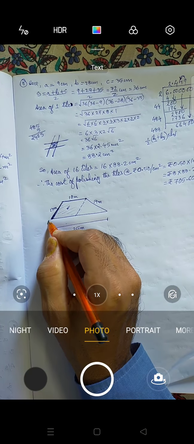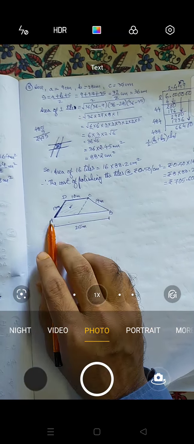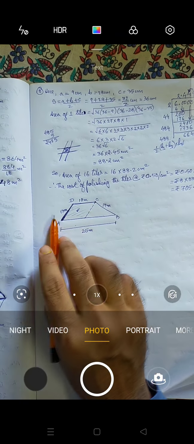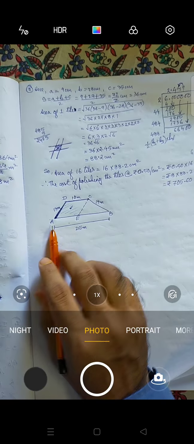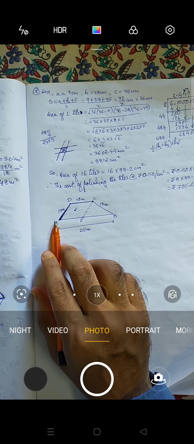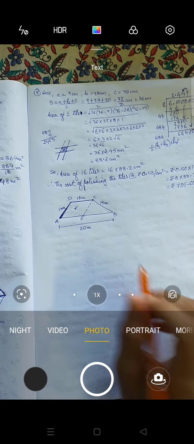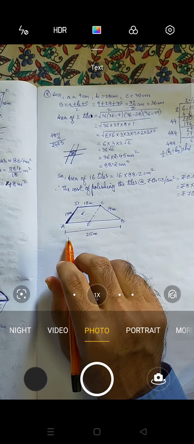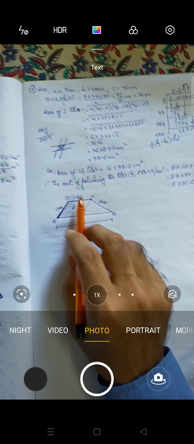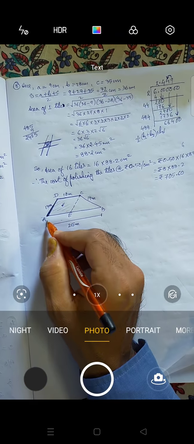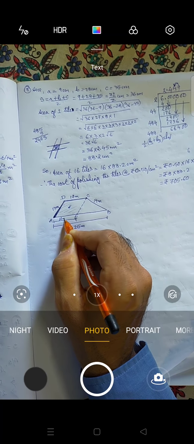So I am naming it A, B, C, D. So A, B, C, D was a trapezium. Now I am making this one as E. A, E, C, D is a parallelogram. Fine. Now, if it is a parallelogram, we know that opposite sides of a parallelogram are parallel and equal. That means if this is 10, from here till here, it will be 10 meter. Any doubt?